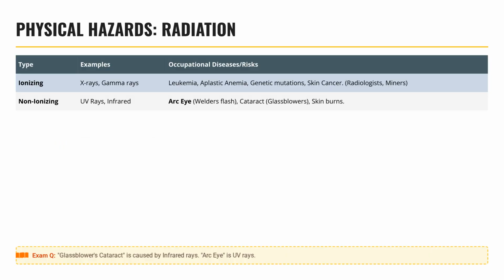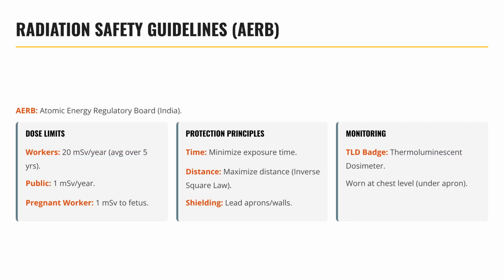This slide focuses on the topic of radiation, which is an important subject for exams. Radiation safety guidelines are set by organizations like the Atomic Energy Regulatory Board. Protection principles include minimizing time, maximizing distance, and using shielding like lead aprons. Monitoring is done using a thermoluminescent dosimeter badge.